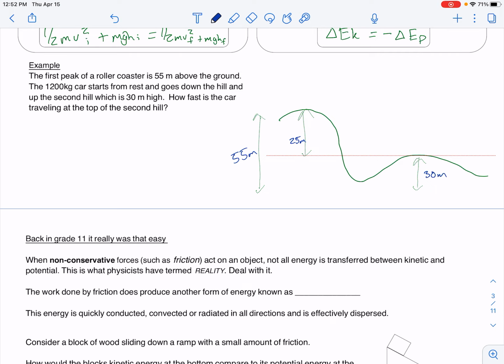We have our cart at the top of one. It's going to start from rest, go down the hill, and then up a second hill, which is 30 meters high. Our goal is to find out how fast the car is traveling at the top of the second hill. I've done a problem like this previously, and there are a couple of different ways we could solve it. So I'd like you guys to pause and solve it on your own.